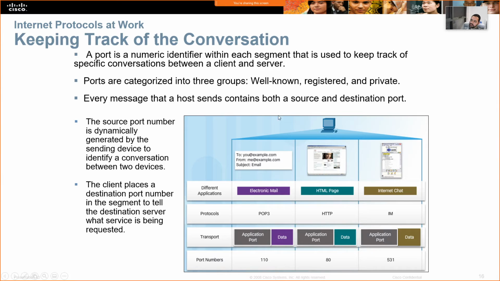Keeping track of the conversation. A port is a numeric identifier within each segment that is used to keep track of the specific conversation between a client and the server. Ports are categorized in 3 groups: well-known, registered, and private. Every message that a host sends contains both a source and destination port.